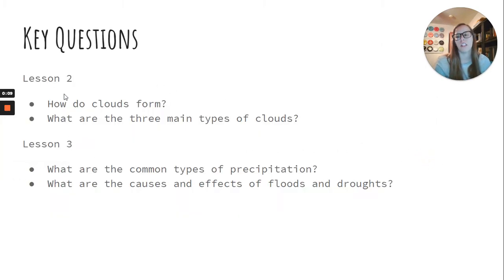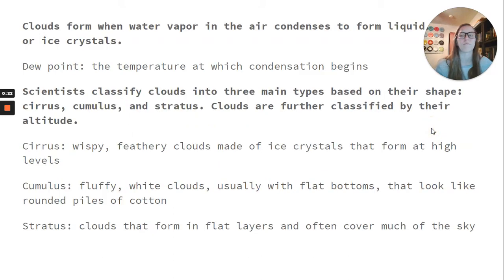So our key questions from lesson 2: how do clouds form? And what are the 3 main types of clouds? And then from lesson 3, what are the common types of precipitation? And what are the causes and effects of floods and droughts?